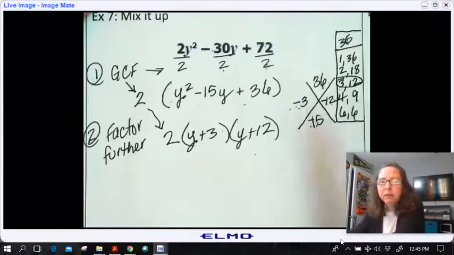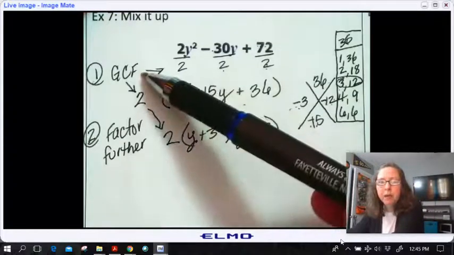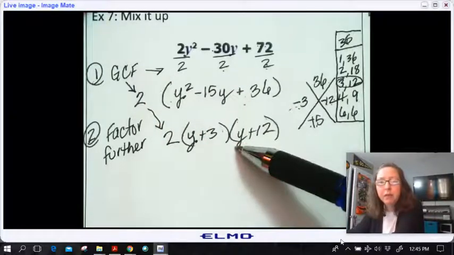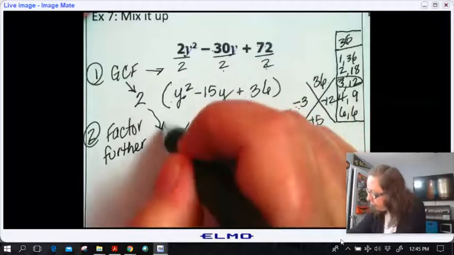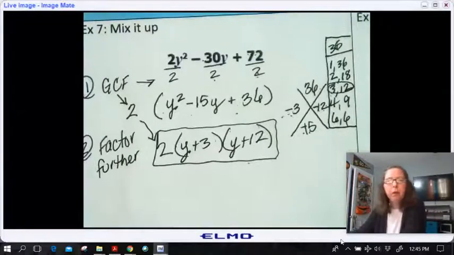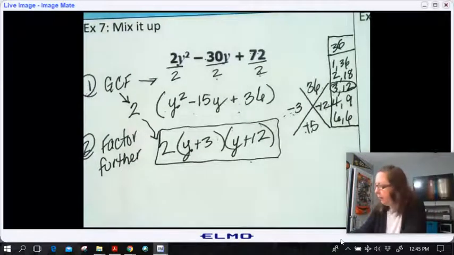So here is an example of where you can pull out a GCF first and then continue to factor your leftovers even further. Great job. Let's go take a look at example 8.